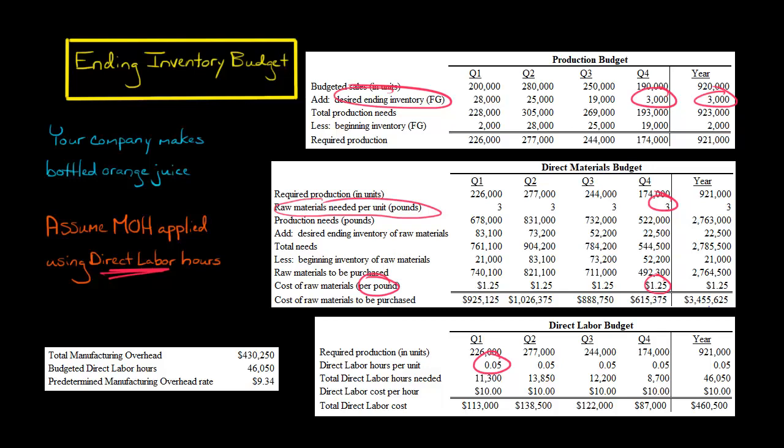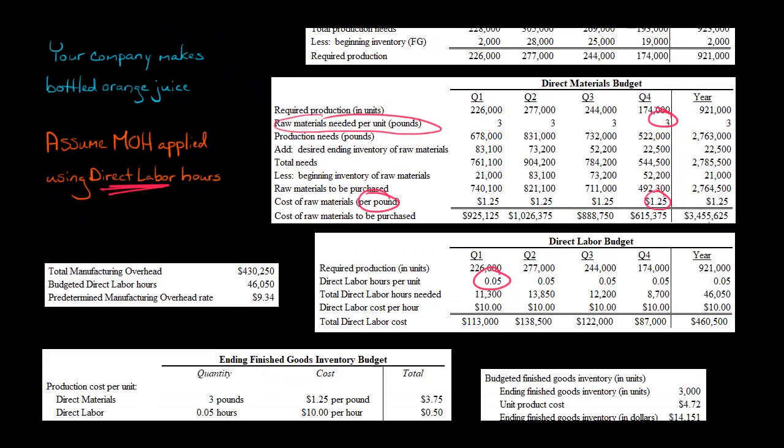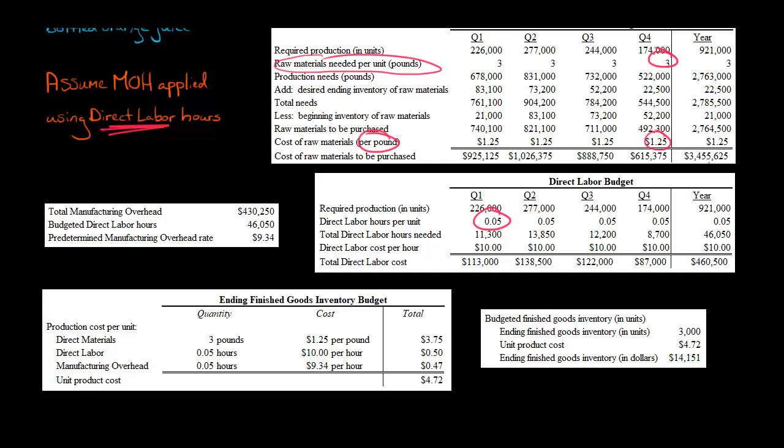Now we're going to do the ending inventory budget, and we're going to use all the information that we just went through. So our ending finished goods inventory budget, I've broken it out into two parts here, two separate sections to make it easier for you to see. So first, let's start with the product cost per unit. Okay, so we're going to have direct materials, 3 pounds at $1.25 a pound. 3 pounds of oranges, $1.25 a pound, $3.75. We already calculated that up here. Remember that? There's $3.75 of oranges per bottle.